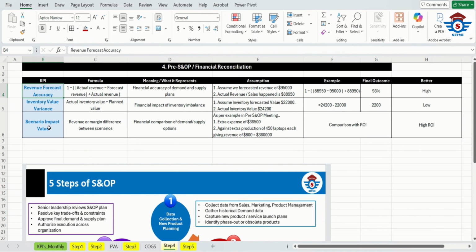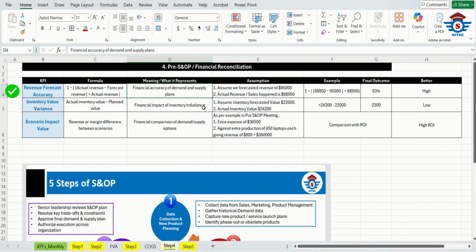Now, first, an important metric that is measured is revenue forecast accuracy. The formula for this method is similar to forecast accuracy, but it is about revenue. So the formula is 1 minus, bracket, the absolute value of actual revenue minus forecast revenue, divided by actual revenue. In this metric, we understand the accuracy of demand and supply plans.